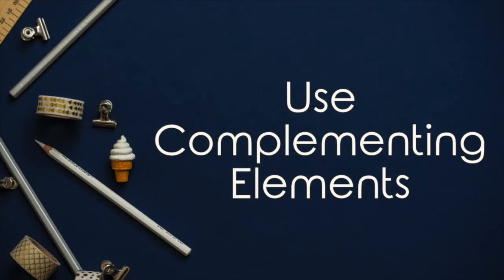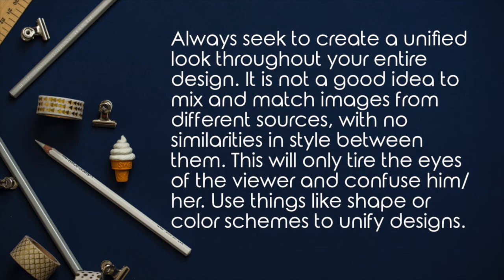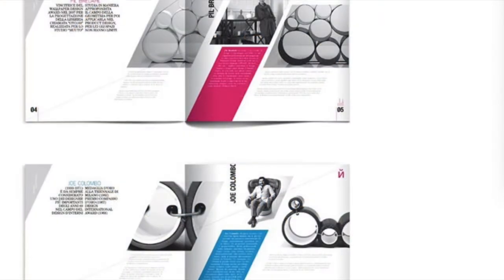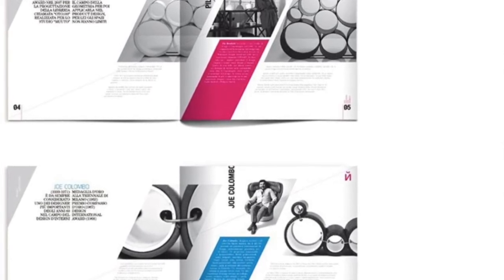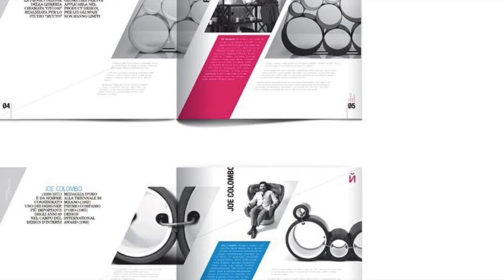The next tip we want to look at is using complementing elements. You want to always seek to create a unified look throughout your entire design. It's not a good idea to mix and match images and colors and themes from different sources with no similarities in style between them. This basically tires the eyes of the viewer and can confuse them. The idea is to create cohesiveness. You can do this with colors, images, objects, and you just want to make sure that there's a nice connection between the different parts of your design.